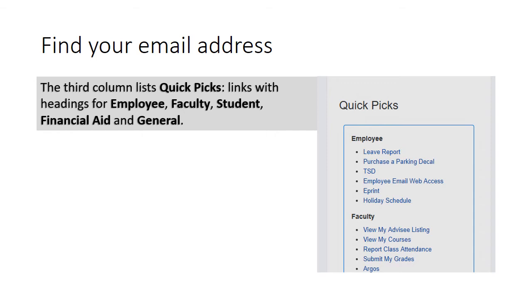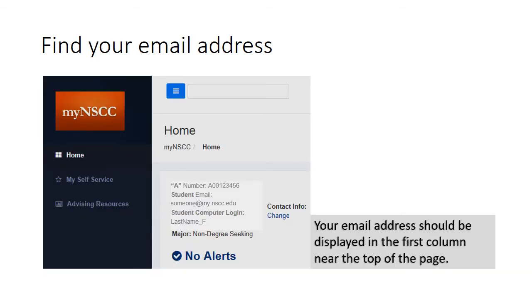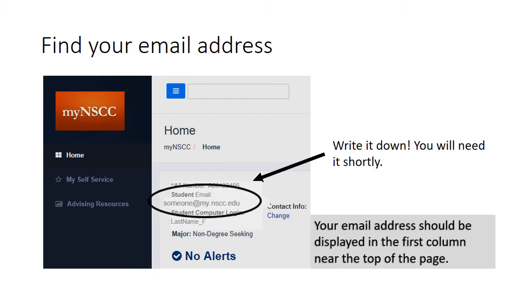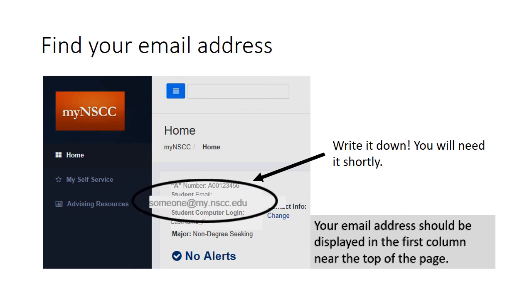The third column lists quick picks, links with headings for employee, faculty, student, financial aid, and general. Your email address should be displayed in the first column near the top of the page. Write it down. You will need it shortly.